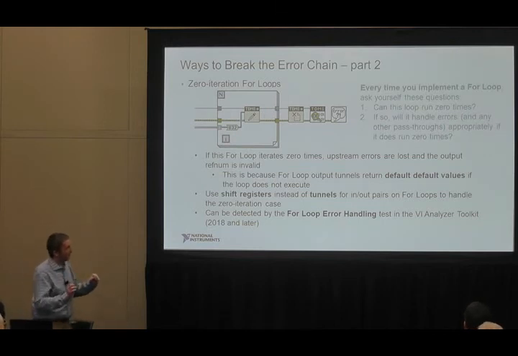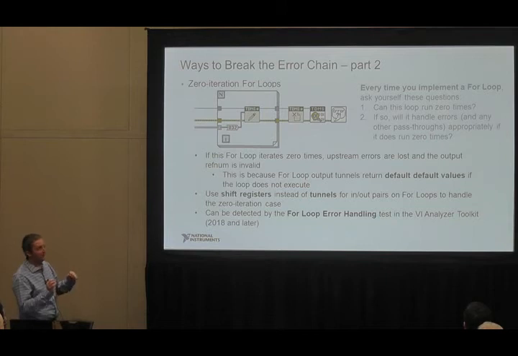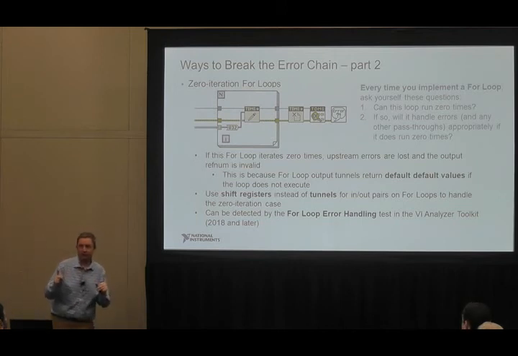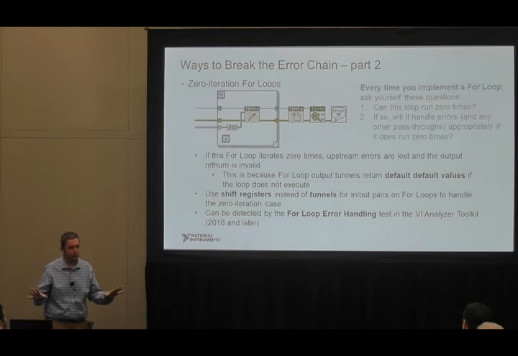Basically, I want to tell the world the blue text up there. Every single time you implement a for loop on your block diagram, ask yourself 2 questions. The first question you need to ask yourself, is there any possible way this for loop can run 0 times? And if the answer to that question is yes, answer yourself the second question. What will this for loop do if it runs 0 times? Will it handle errors appropriately?